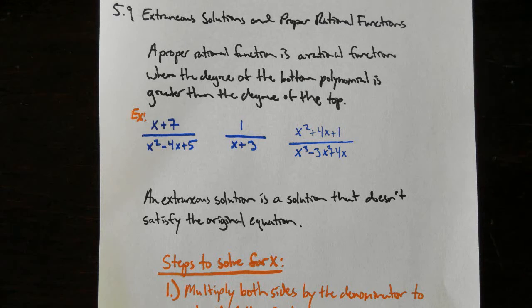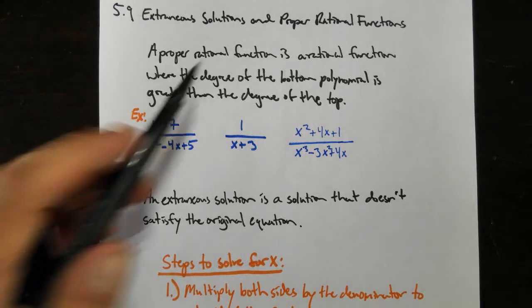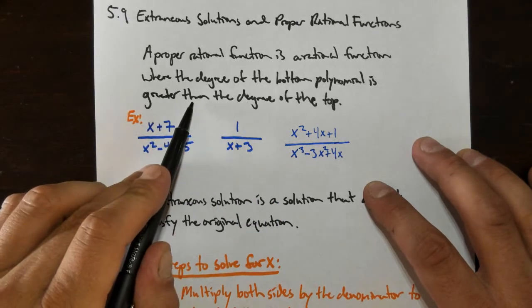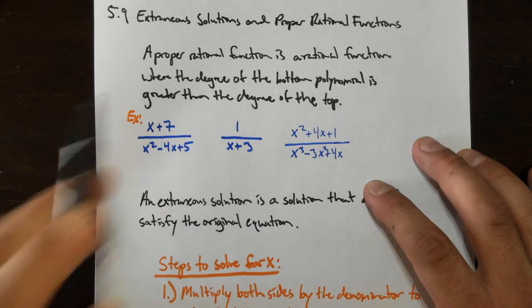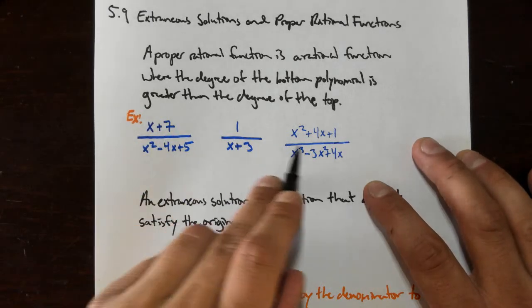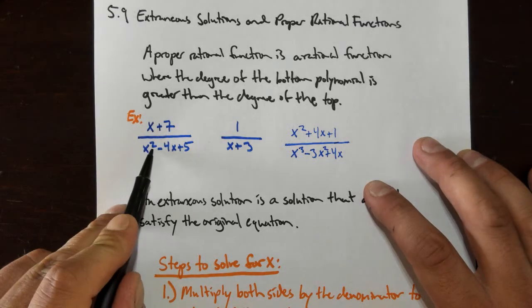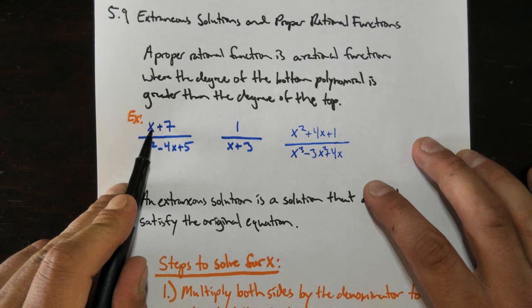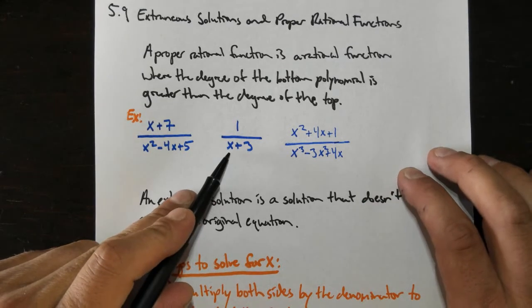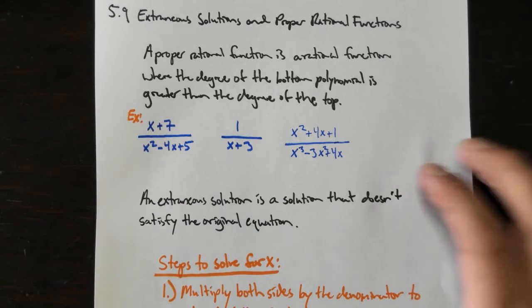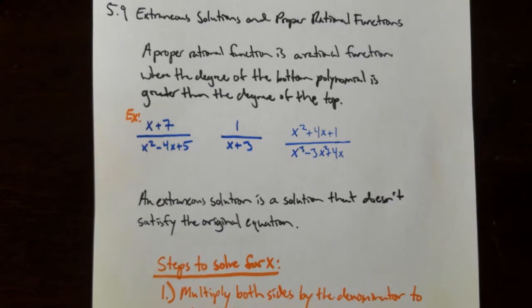So a proper rational function is a rational function where the degree of the bottom polynomial is greater than the degree of the top polynomial. So all three of these are examples of a proper rational function. Notice the degree of the bottom here is 2, the degree of top here is 1, the degree down here on bottom is 1, degree up here is 0, degree down here is 3, and the degree up there is 2.